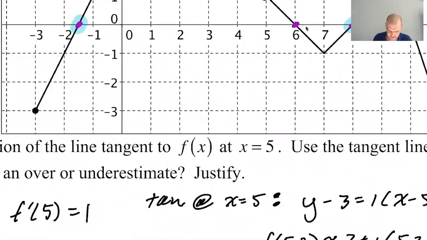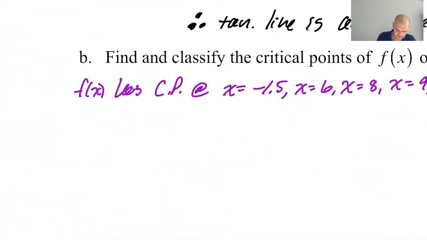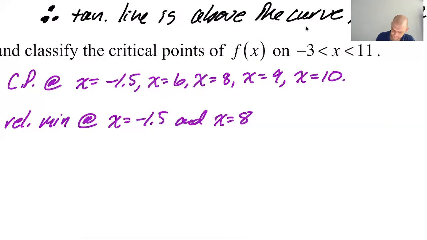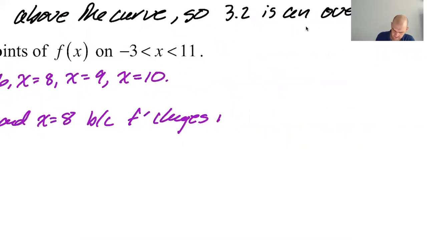So let's answer that first. So f of x has relative minimum at x equals negative 1.5 and x equals 8 because f prime changes negative to positive there.